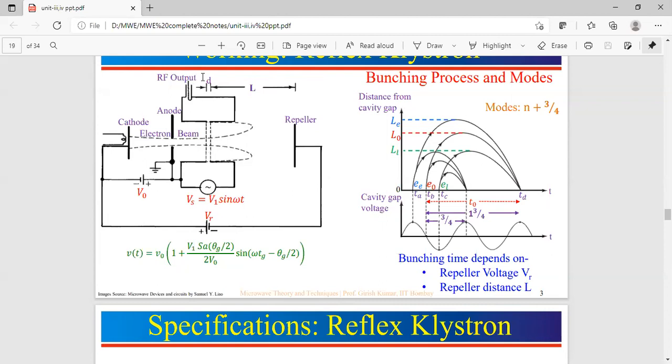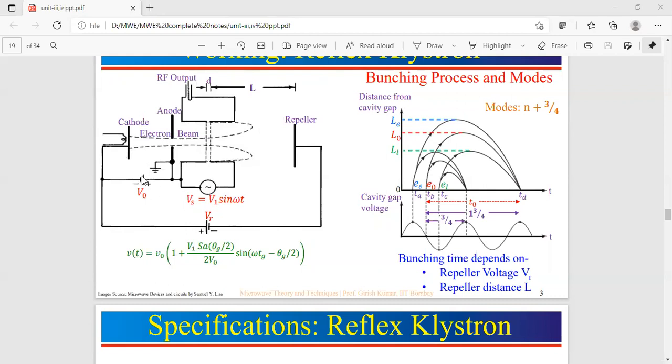That is the reason you are going to get the output. Oscillations are produced. But when you see the diagram, this is the diagram of the reflex klystron. Once again, remember this diagram. This is the most important diagram.